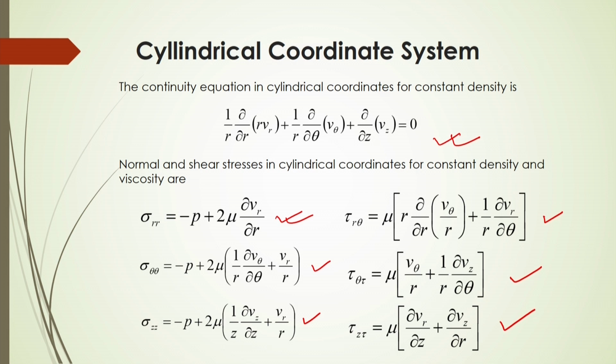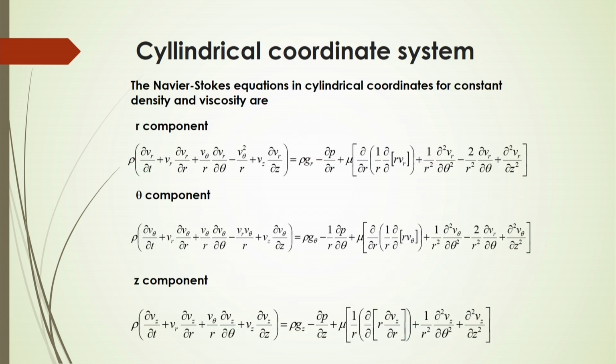So, these are the final equations for the Navier-Stokes equation in the cylindrical coordinate system, and you can apply these systems for particular operations either by Cartesian coordinates or even by cylindrical coordinates. And the other components of the Navier-Stokes equation in cylindrical coordinates, the r component, theta component, and the z component, will be represented by these equations.